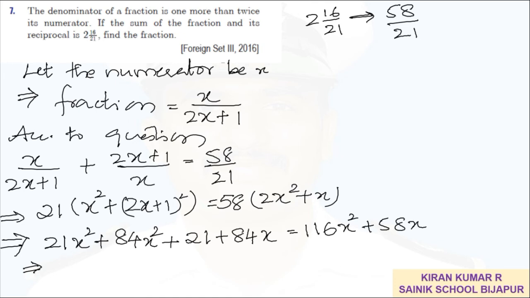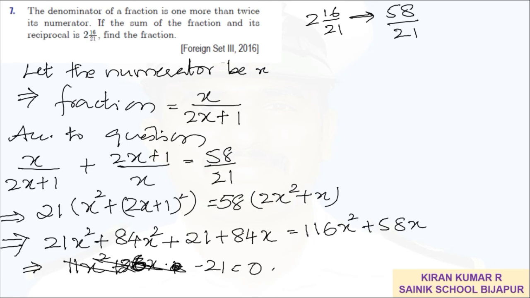Simplify, 21 added to 84 will be 105. 105 subtracted from 116, we get it as 11x square. Same way, we get 26x minus 21 equal to 0.